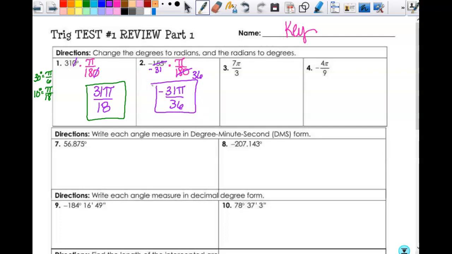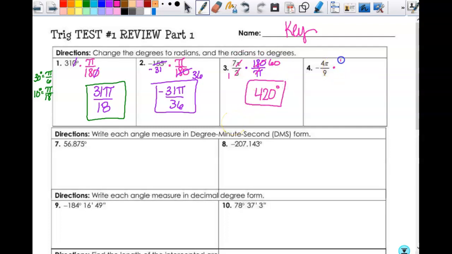Okay, so then I could think around the circle on this. This is 7 pi thirds. So 7 pi thirds puts me in the first quadrant. I've gone 360 degrees and then another 60. Okay, so that's one way to do it. Or I could just convert, and this is 180 over pi. So then the pi's cancel out. 3 goes into 3 once, goes into 180 60 times. So do 7 times 60, and that is 420 degrees.